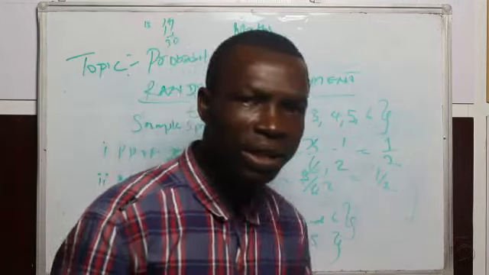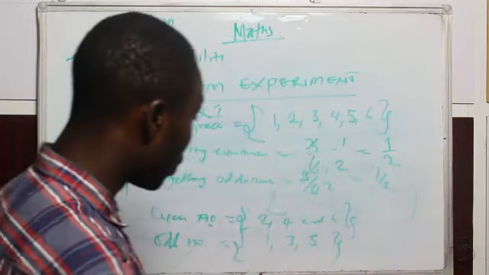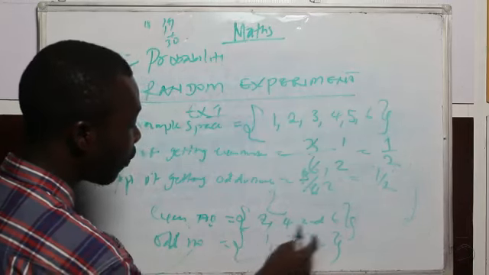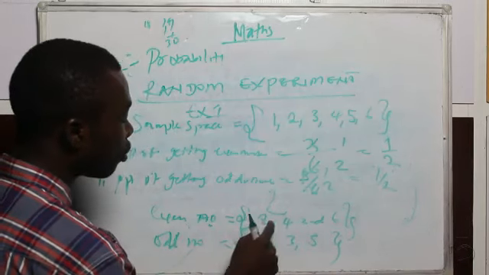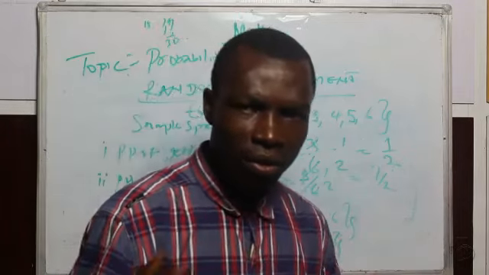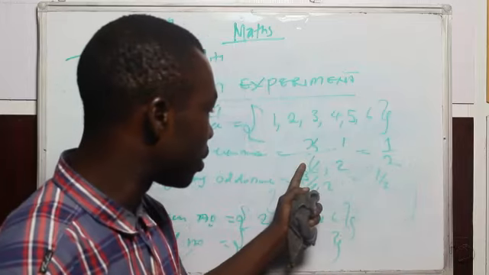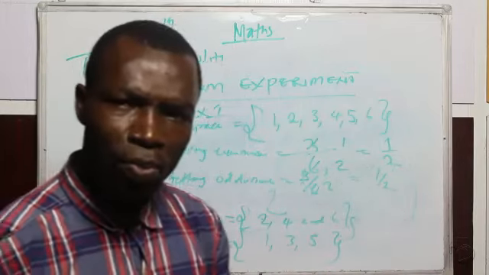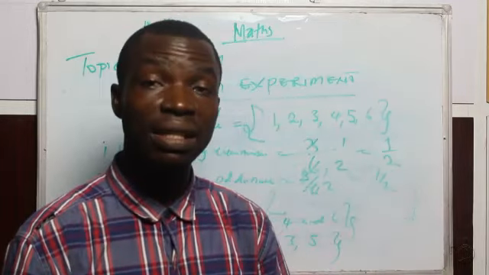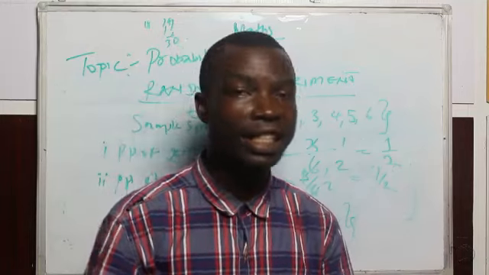The probability of us getting an odd number is 3 over 6, because the required outcomes we got are 1, 3, 5. Then the even numbers are 2, 4, 6, which are 3. So 3 over 6, dividing by 3 here and 3 here, is half. So both questions give half. The probability of getting an even number is half, and the probability of getting an odd number is half.